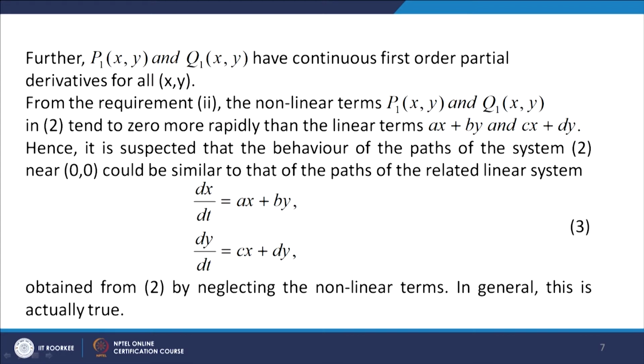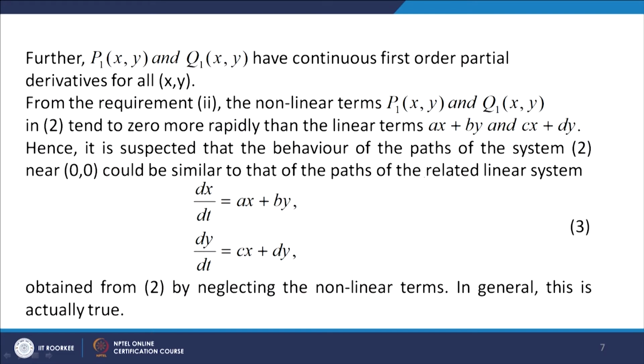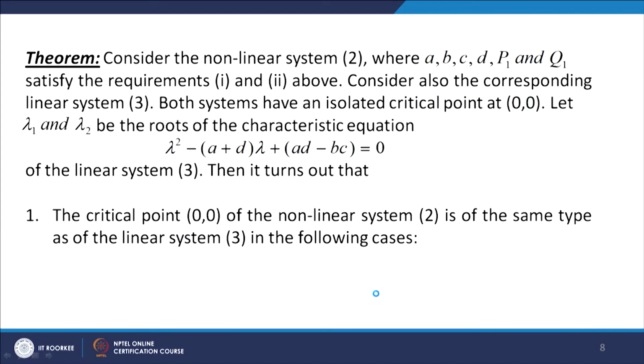Hence, we suspect that the behavior of the paths of the system 2, this non-linear system 2, could be similar to that of the paths of the related linear system, dx by dt equal to ax plus by, dy by dt equal to cx plus dy, which is obtained from the system 2 by neglecting the non-linear terms. And in general, it turns out that this is actually true. Let us discuss this theorem.